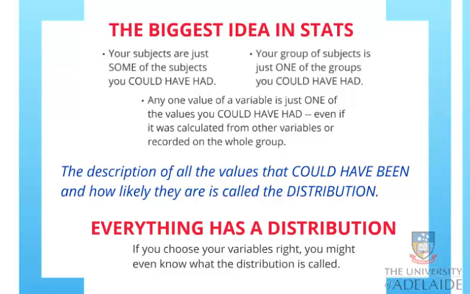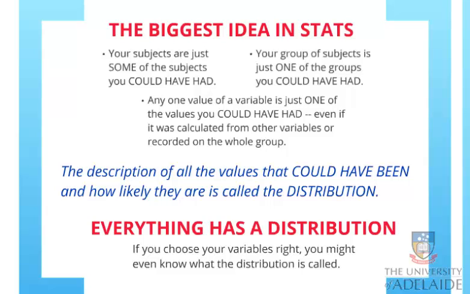The description of all of the values that could have been and how likely they are is called the distribution. And the biggest idea in statistics is that everything has a distribution. Somewhere in the universe, hidden from us, is a list of all the things that could have been and how likely they all are. And that's true for anything we could possibly write down, anything that we could calculate and then write down. There is a distribution that describes all the things it could have been and how likely they are. And that's really important when we get to things like inferential statistics, hypothesis testing and that sort of thing, because that's all based on comparing what we have to what we could have had.